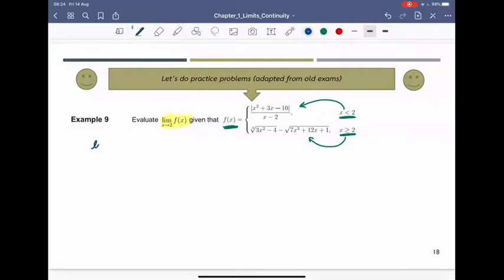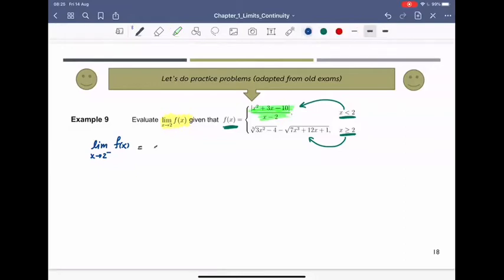So we're going to compute the left hand limit first, and after that, we're going to compute the right hand limit, and then we're going to check if they are equal to each other. So let's start with the left hand limit. For the left hand limit, the function that you're going to use is the function on the first condition, which is the one that I highlighted in green here.